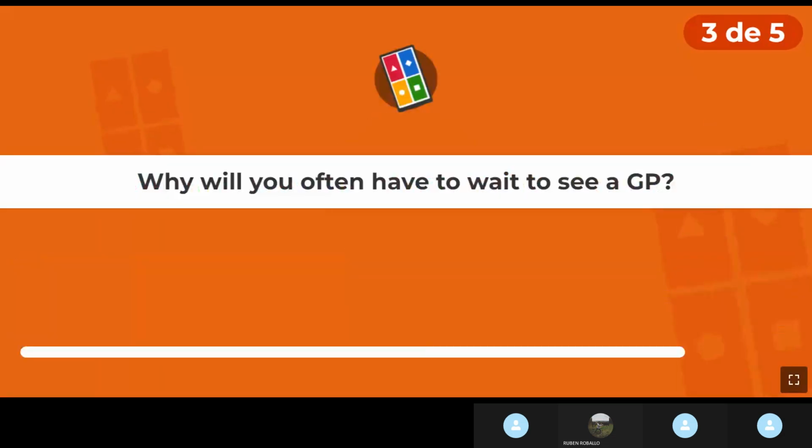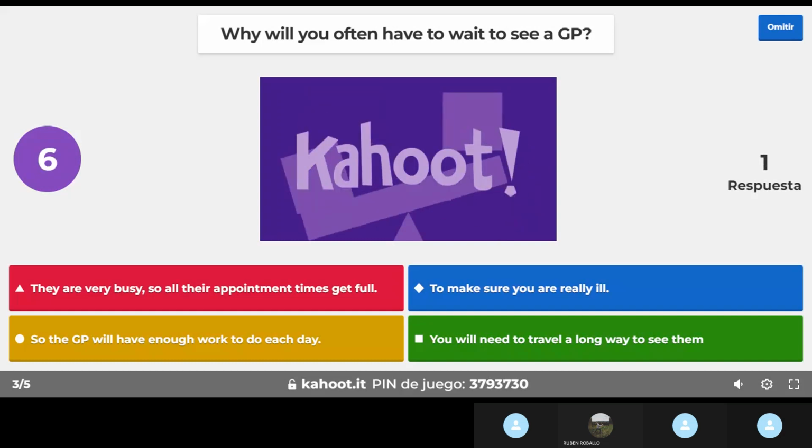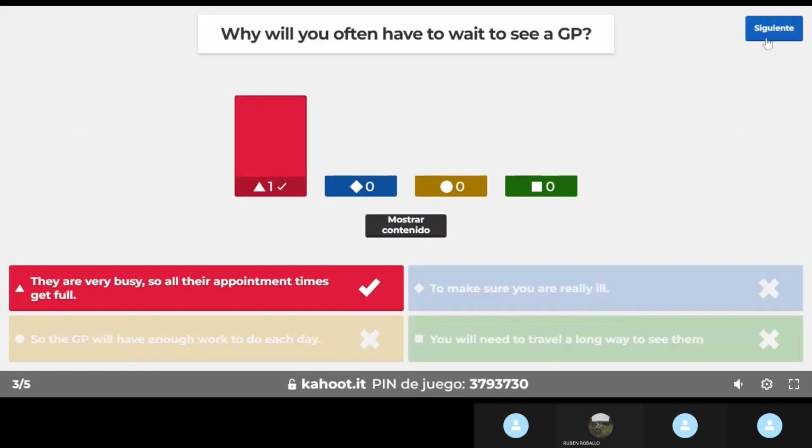Okay, why will you often have to wait to see a GP? Red: they are very busy, so all their appointment times could get full. Blue: to make sure you are really ill. Yellow: so the GP works very, very fast. I cannot see to read all.